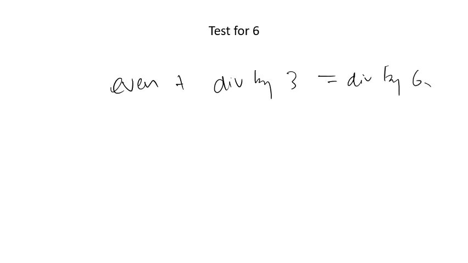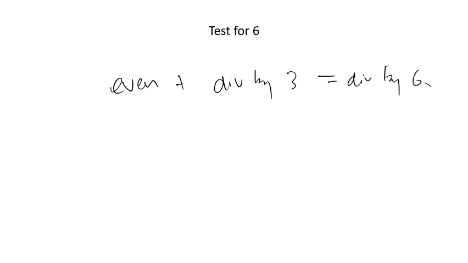The last one is the test for 6, and the test for 6 is a good one because all the test for 6 is that it passes the test for 2 and the test for 3. So if it's even and divisible by 3, then we know it's divisible by 6. That's it.